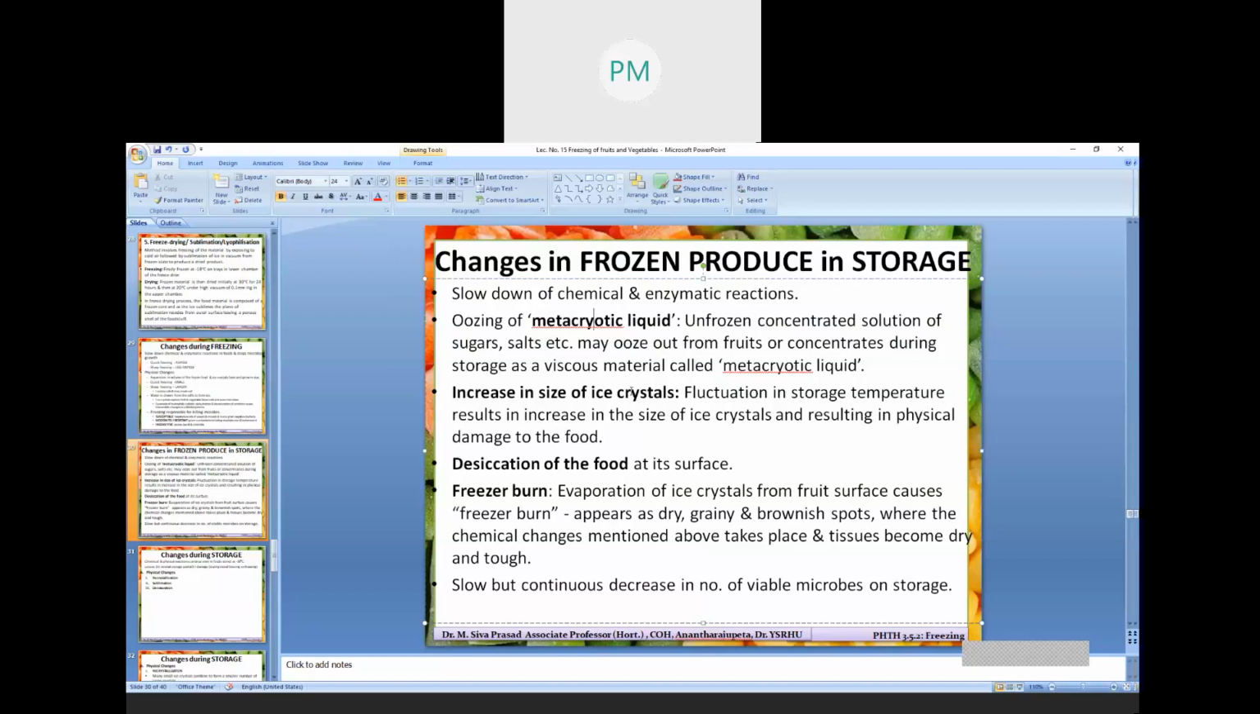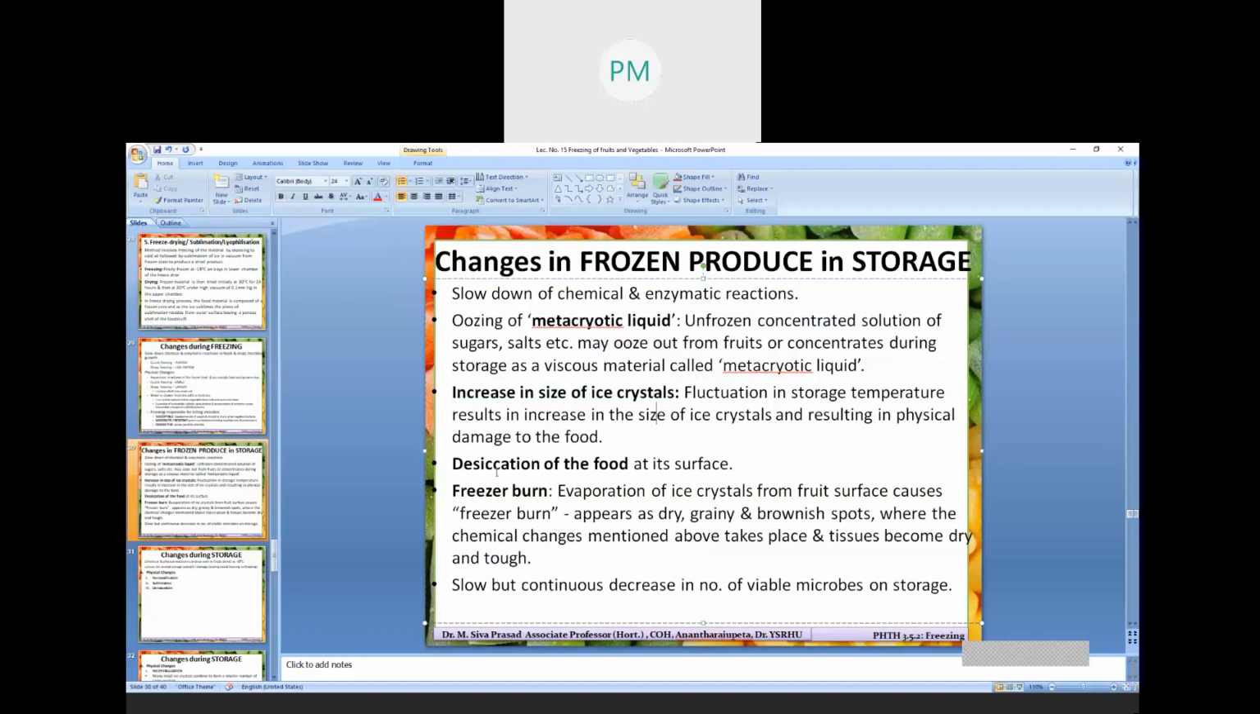So when you store the foodstuff in a freezer, when you initially follow the process of quick freezing, there might have been formation of smaller ice crystals. But over a period of time, due to the fluctuations in the temperatures, it cannot maintain the same regular temperature. It may be fluctuating. What will happen? The small ice crystals will coalesce. They will come together and form larger ice crystals, which will cause damage to the food, right?